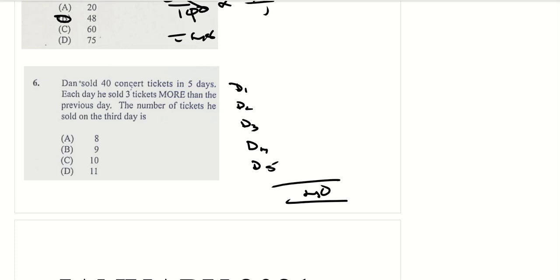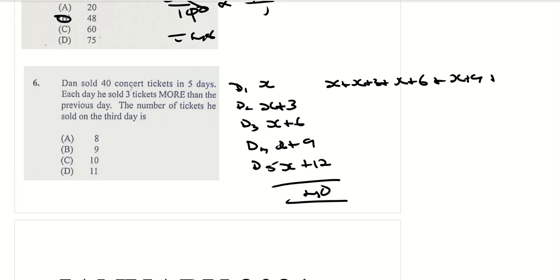Do we know what is day 1? No. So X. Do we know what is day 2? Day 2 would be X plus 3. Day 3 would be X plus 3 plus 3, which is X plus 6. Day 4 would be X plus 6 plus 3, which is X plus 9. Day 5 would be X plus 9 plus 3, which is X plus 12. So if we add all of this up, it's supposed to give you 40. So X plus 3 plus X plus 6 plus X plus 9 plus X plus 12 is equal to 40.